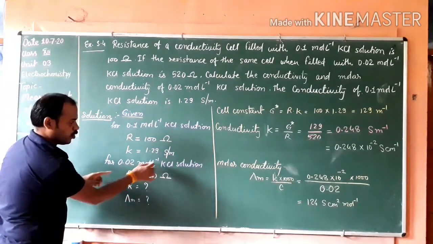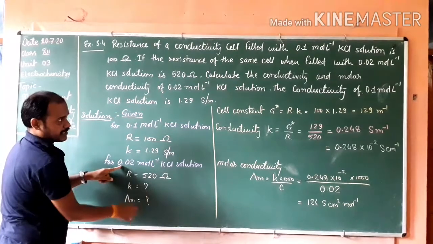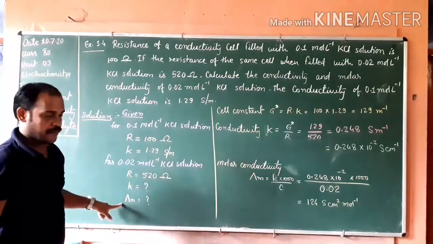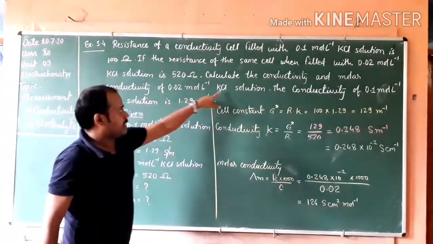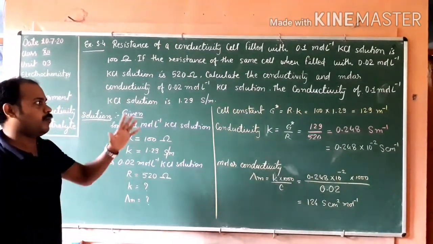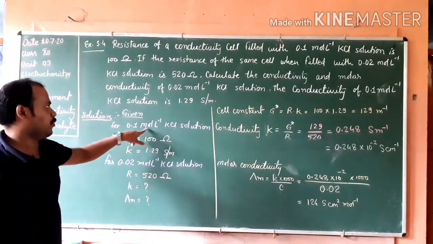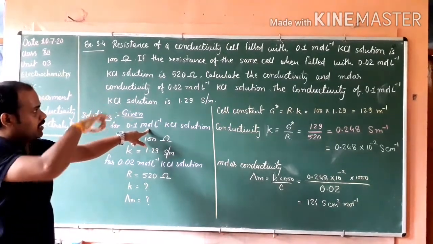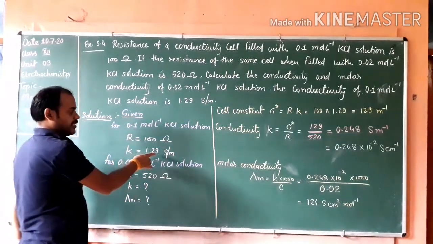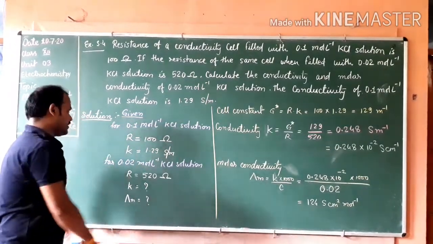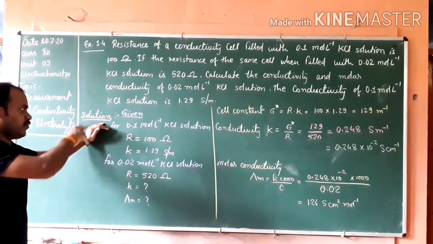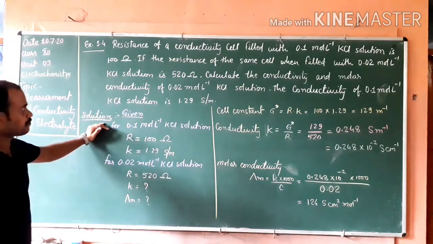So for this solution, what we have to calculate? Conductivity kappa and molar conductivity, that is lambda m. Then next, the conductivity of 0.1 mole per liter KCl solution is given, and that is 1.29 Siemens per meter. So conductivity is given here. Now we will write separately the given things. We have two different solutions, so we will write the given things for these two solutions separately.